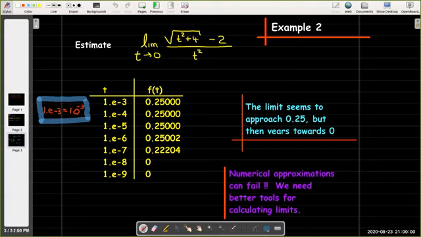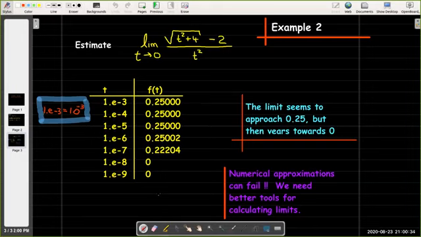But if I continue to get closer to 0, taking even smaller numbers, suddenly I'm not exactly at 0.25. And in fact, when I use 10 to the minus 7th for t, I get 0.22204, different from 0.25. And then if I choose values even smaller, I get 0.